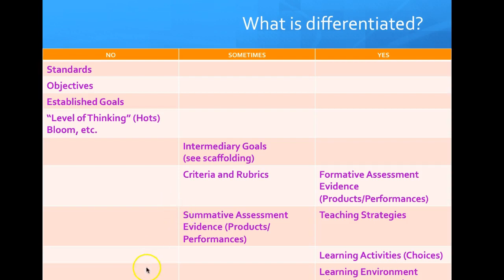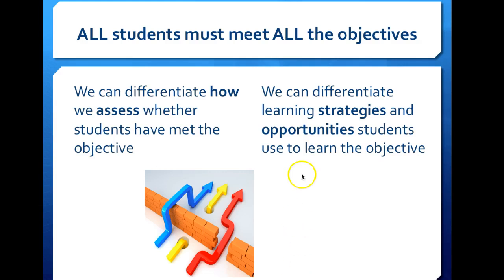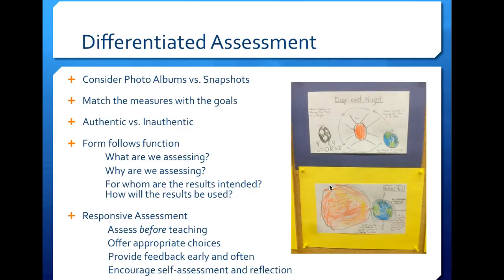And you can't see the bottom there, but it says time, place, and groupings. You'll see it in the actual PowerPoint. All students must meet all of the objectives. How they meet them is a different question altogether. So we can differentiate how they access, that's the process, whether students have met the objective. We can differentiate learning opportunities and strategies. So you have three people getting to the same place in different ways. That's what it's all about.